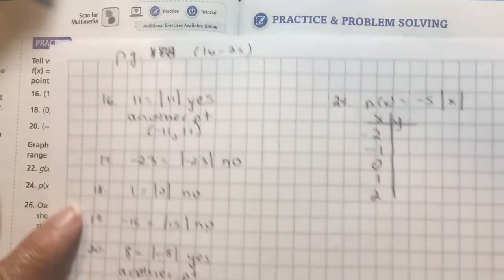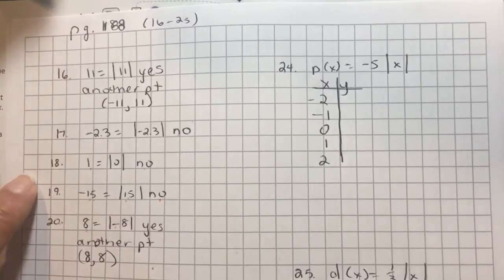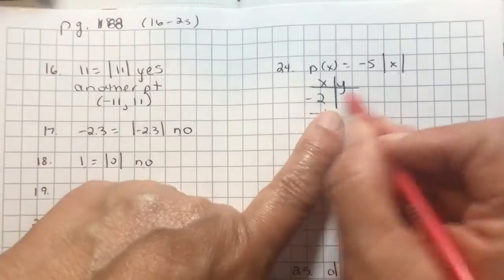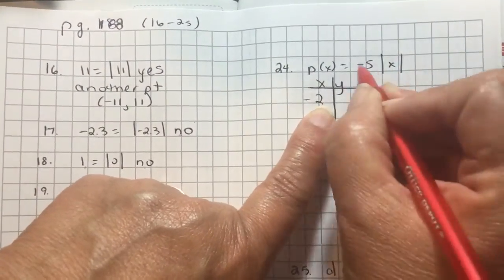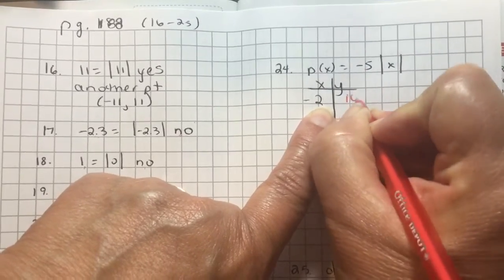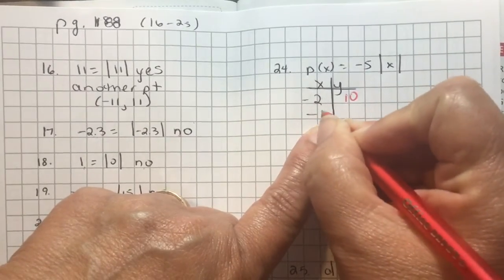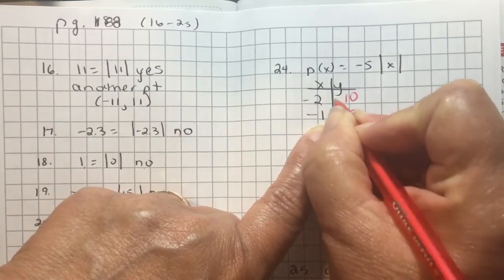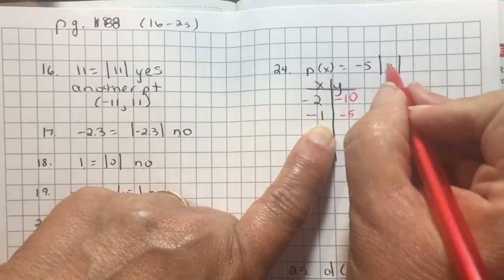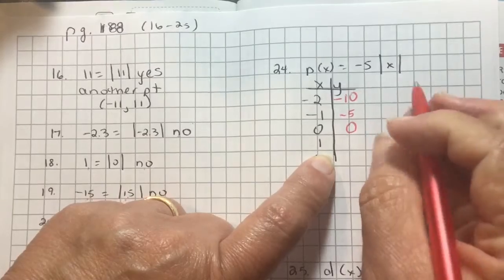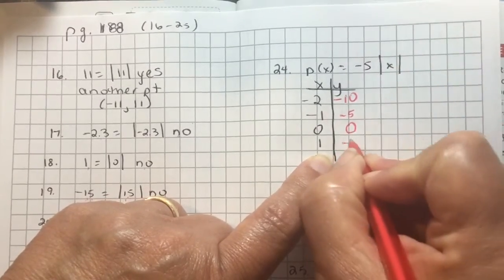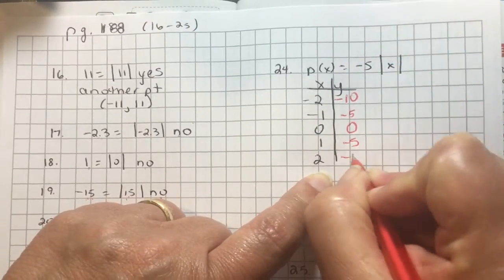24 is negative 5x. Multiplying by negative 5 times the absolute value of negative 2. That's negative 5 times 2 is negative 10. This absolute value would be positive 1 times negative 5 is negative 5. 0 times negative 5 is 0. 1 times negative 5, 2 times negative 5.